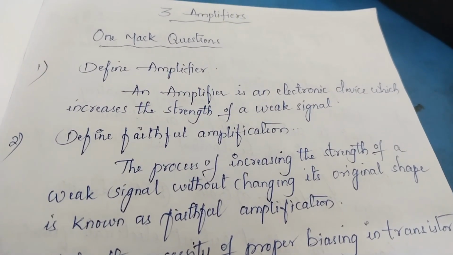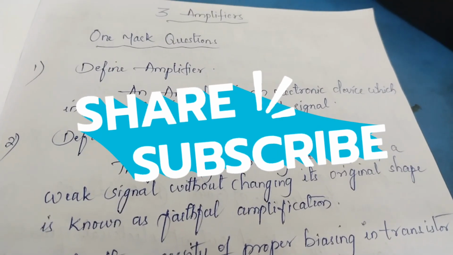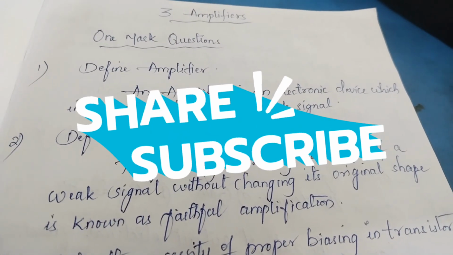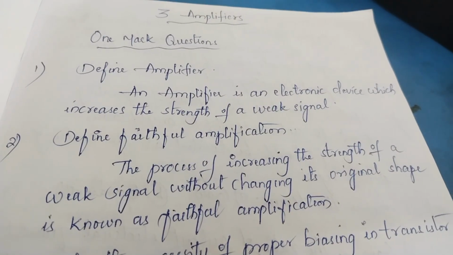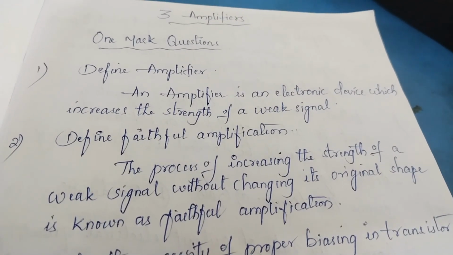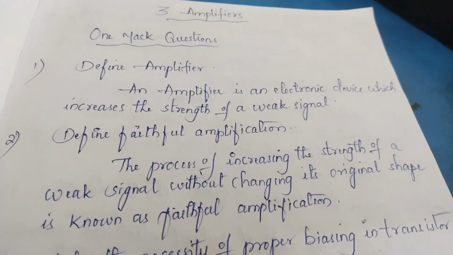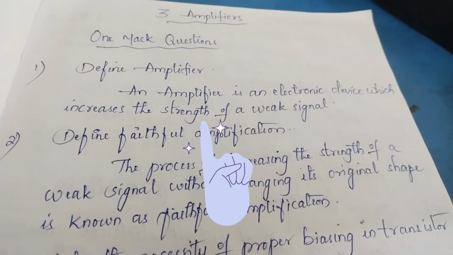Today I am going to tell the most important question from the unit amplifiers. So this is a unit of electronic devices subject, and this subject is common for EEE, ECE and instrumentation branch. So let's start. The first one is define amplifier.